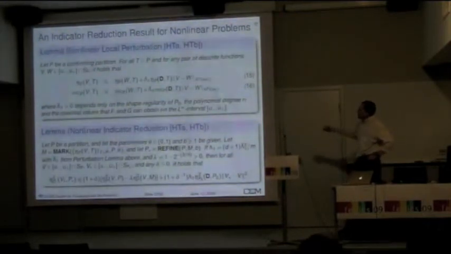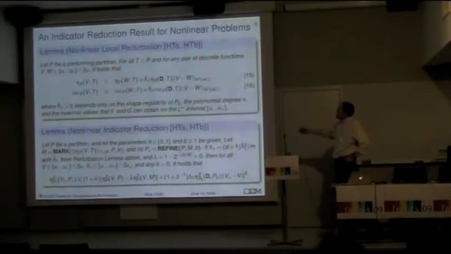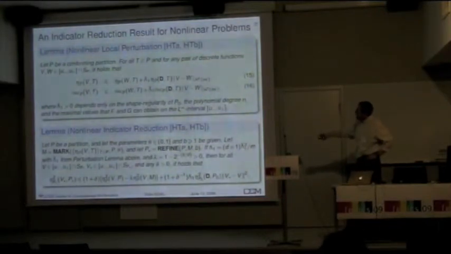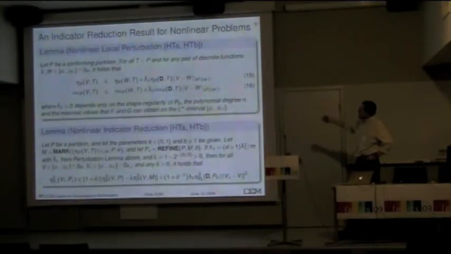Okay, so the two missing pieces are that we have to establish this nonlinear local perturbation result that feeds into this nonlinear indicator reduction. It turns out the proof of this is almost the linear case, and it rests on this set of inequalities. And then our paper is basically establishing this thing here, which I won't give you the proof of. I'll point out where you can find this.